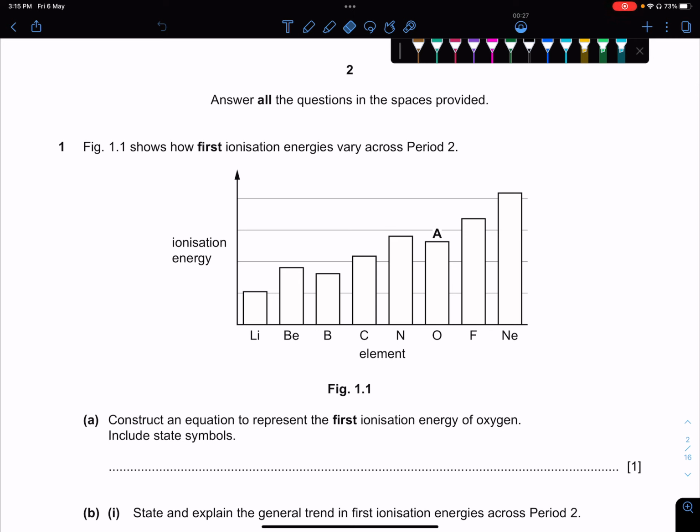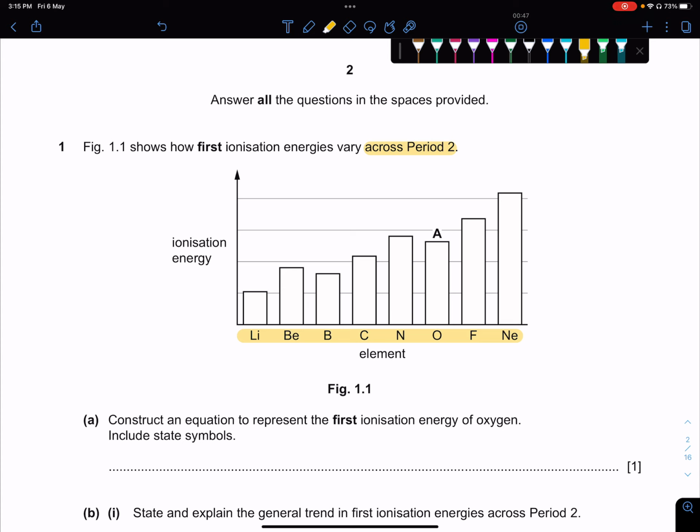The first question says Figure 1.1 shows how first ionization energies vary across period 2. Do remember that the concept here is they're saying across the period, not down the group. You can check from the periodic table, right? So it's across the period.